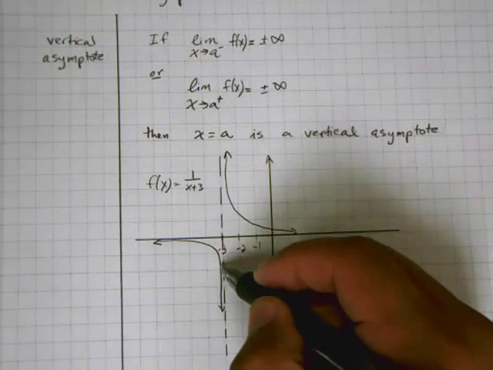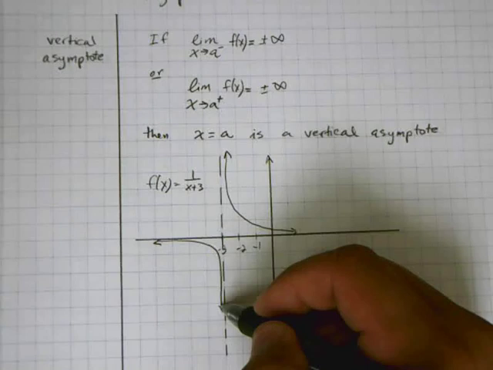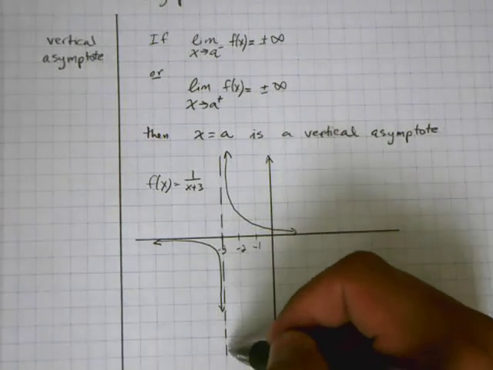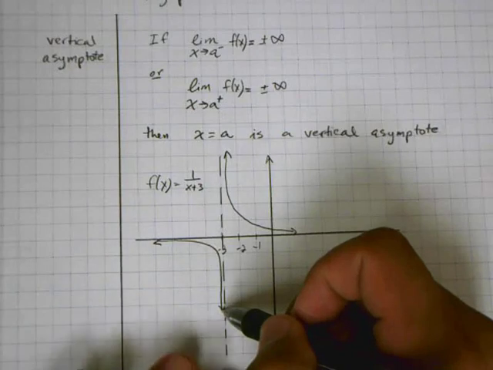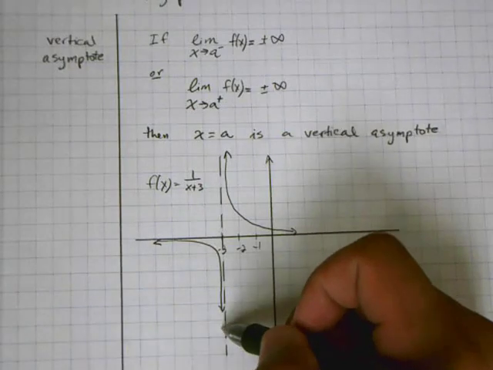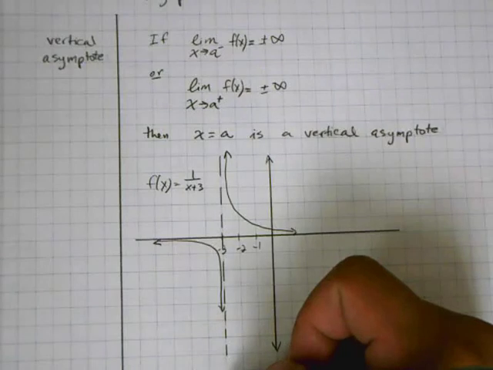It's like a barrier. The graph can get closer and closer to it, but it can't actually touch this line. And another thing is, if you notice, this arrow here is going down. So the closer and closer I get to this dotted line, this imaginary dotted line, the y values go towards negative infinity.